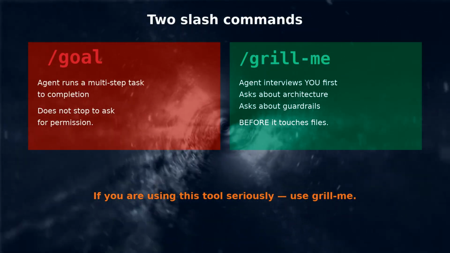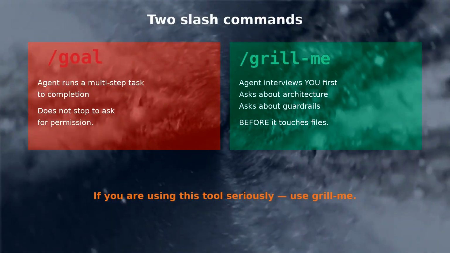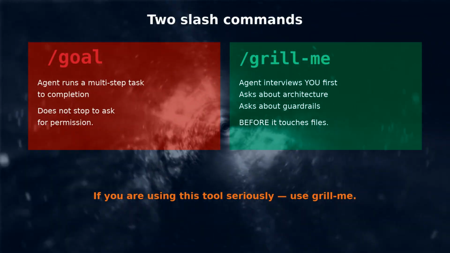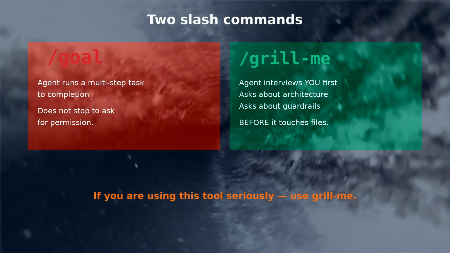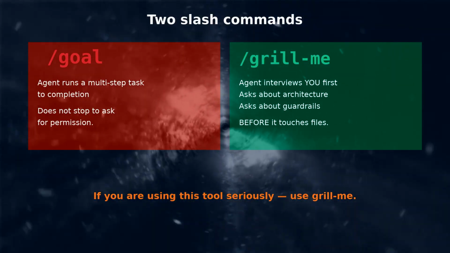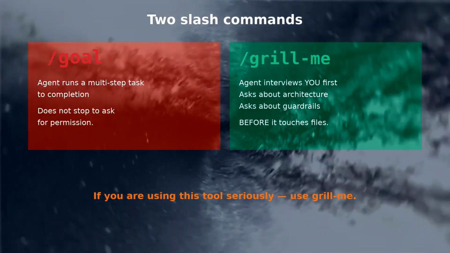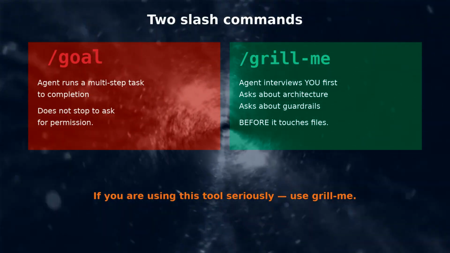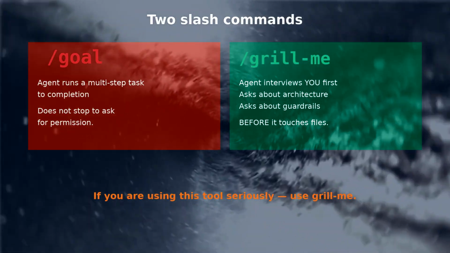Google's answer is the new /commands. A command called /goal tells the agent to run a multi-step task to completion without asking for permission. A command called /grillme does the opposite. It forces the agent to interview you first, asking clarifying questions about architecture and guardrails before it touches the project. /grillme is the more interesting one. It puts the human back in the conversation before the work starts. Anyone using this tool seriously should be using /grillme, not /goal.